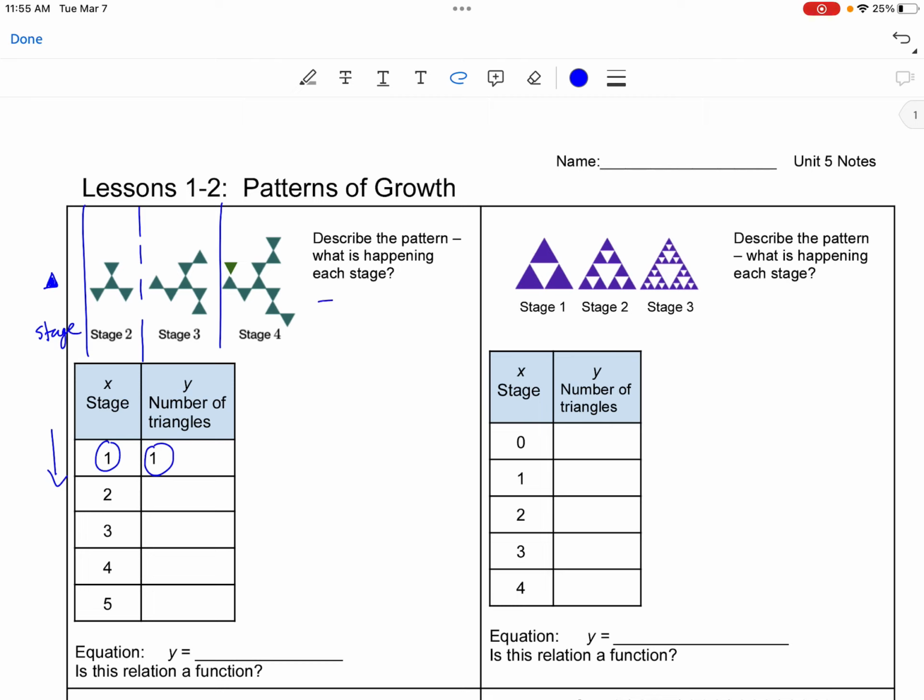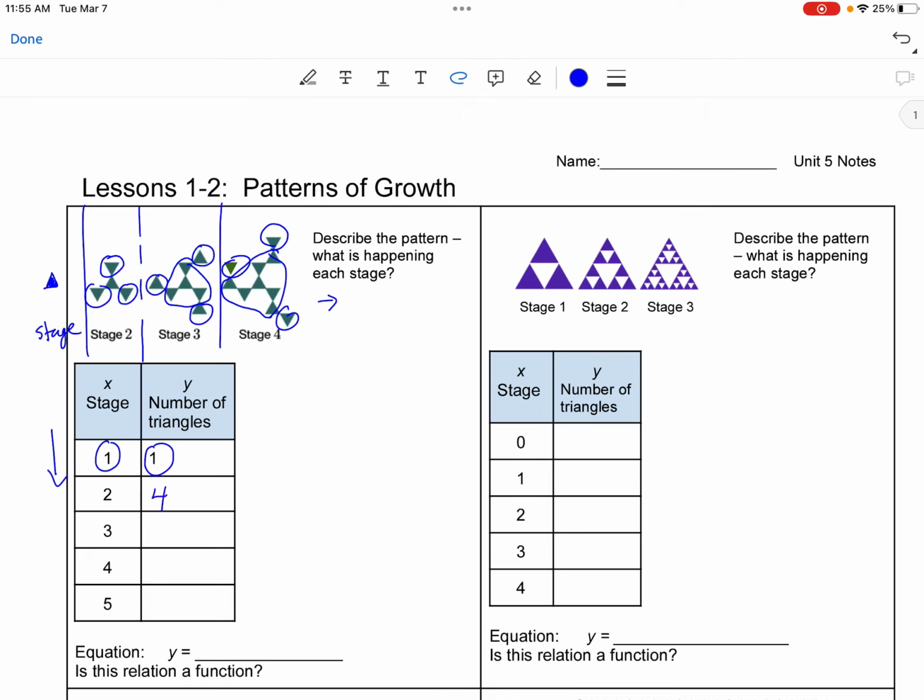So first you're going to describe what you see happening with the pattern. What is happening each time? If you look closely, you will see that each time, here's the former stage 2, and 3 more triangles were added. And then we have what was stage 3, and again 3 more triangles added. So every time we go to a new stage, 3 more triangles were added.